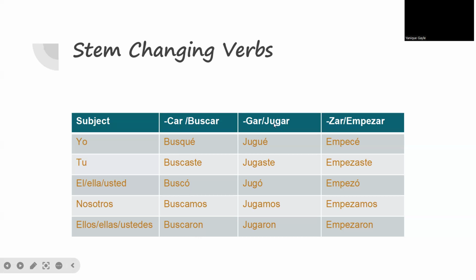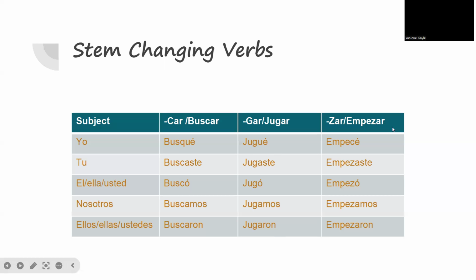For the verbs ending in GAR, like jugar, which means to play. Buscar means to look for something. Jugar means to play. Empezar means to start or to begin. So jugar, we're going to say jugué. So if you notice, we adopt a U and then we put the E. Jugué. Jugaste, jugó, jugamos, jugaron.